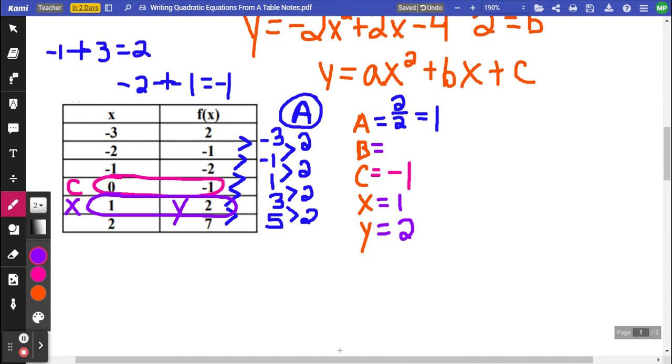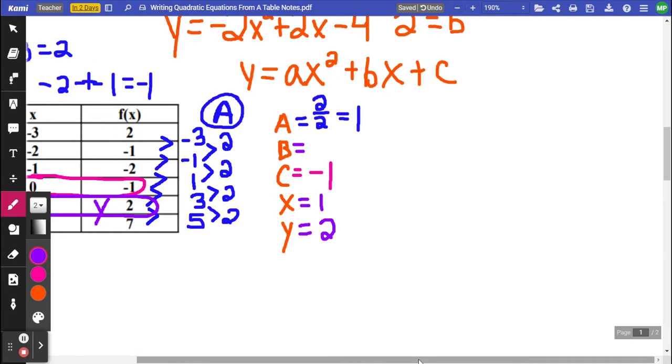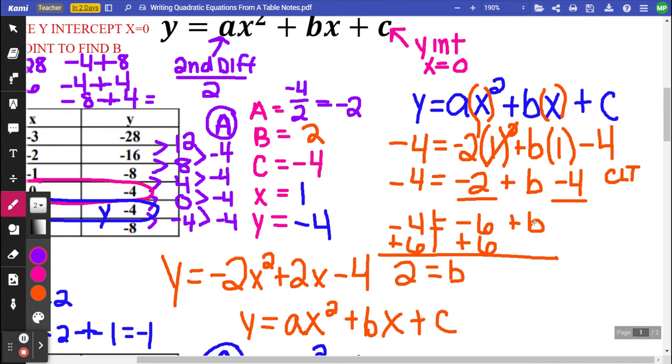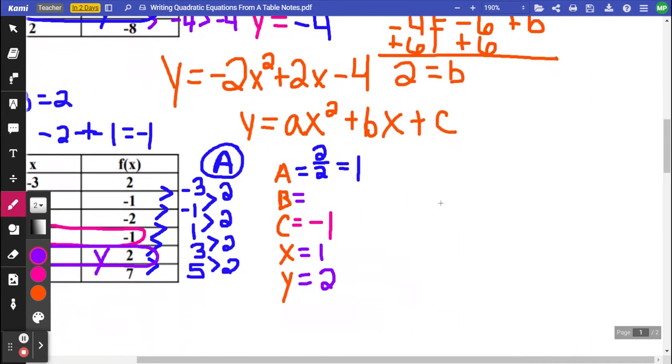Is X always 1? Pick the one where X is 1. You can pick any point on that table, but if you pick the one where X is 1, it's easiest because it's 1 squared and then it's B times 1. If you have a point on the table where X is 1, always use it. If not, you can use whatever, but at the end you would have to divide by whatever is with this B. So if you pick 1, you don't have to divide.